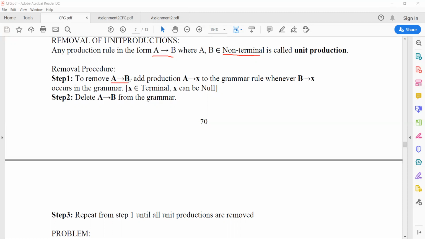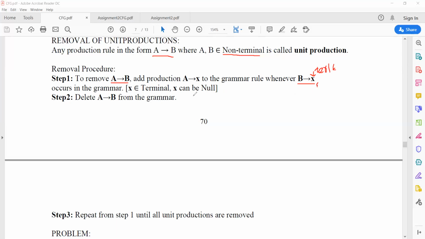Suppose you find in a grammar that B produces X. This type of production rule also exists, where X can be a terminal node, or X can be null. So that is the basis for the removal.